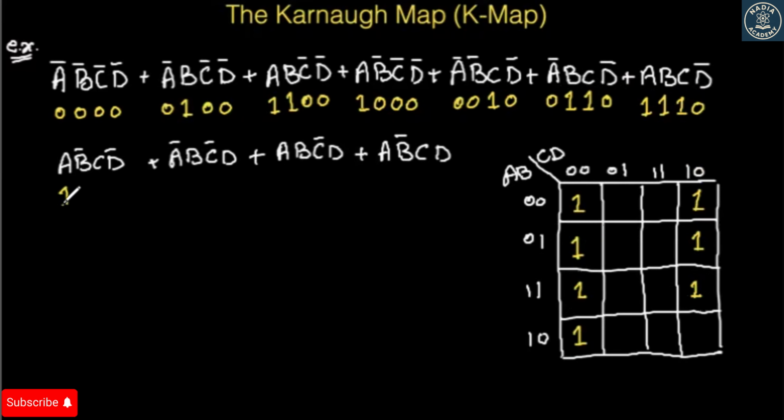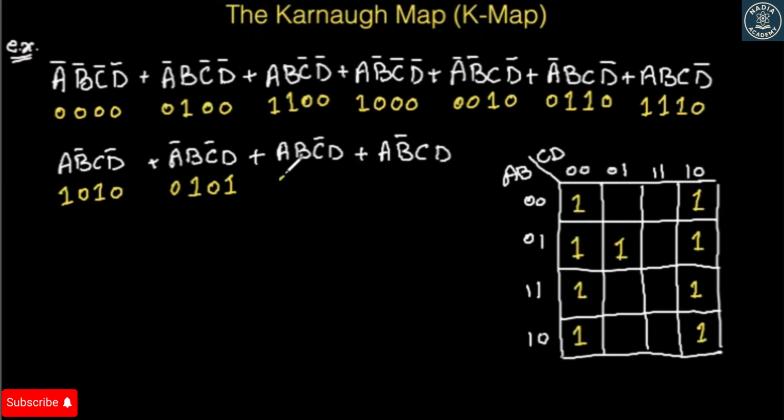Then A is 1, B bar 0, C is 1, D bar 0, 1, 0, 1, 0. So 1 is over here. So next one, A bar 0, B 1, C bar 0, D 1. So 0, 1, 0, 1. So we will have 1 over here.